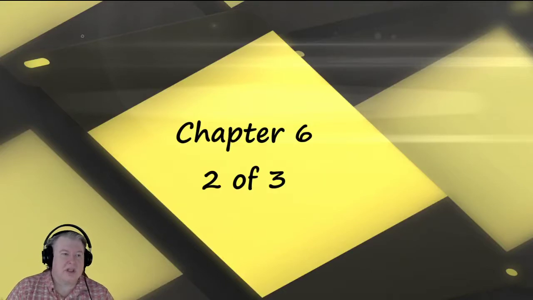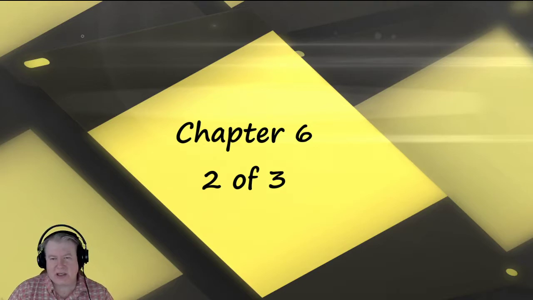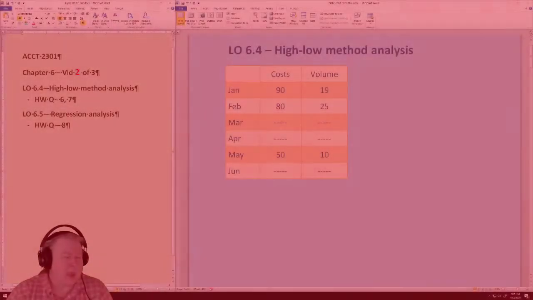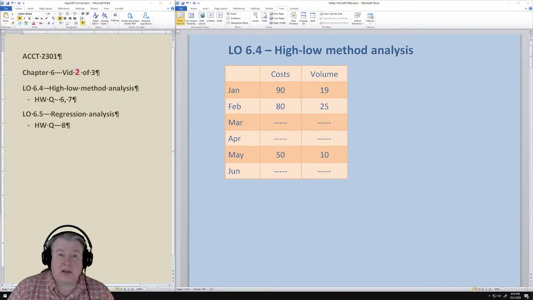Okay, welcome to the second video of Chapter 6, where we're going to go over line equation analysis. We have two different types, a high-low method and a regression analysis. Let's go ahead and get started. This is going to cover learning objectives 6.4 and 6.5. We'll spend most of the time on the high-low method, and then we'll take a quick look at regression analysis. The regression analysis is mostly just an introduction to the concepts.